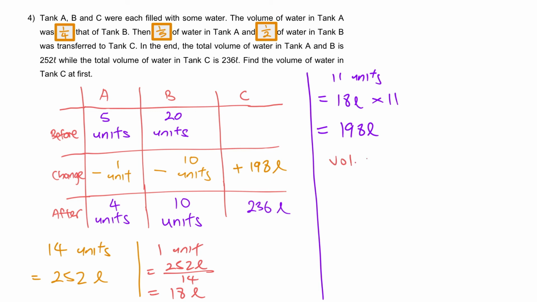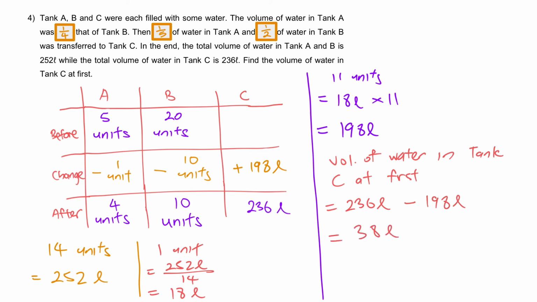Volume of water in tank C at first. At the end, 236 liters. Since 198 liters is added, we're going to subtract 198 liters to find out the answer, which is 38 liters.